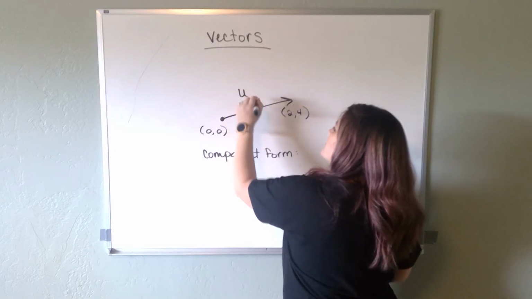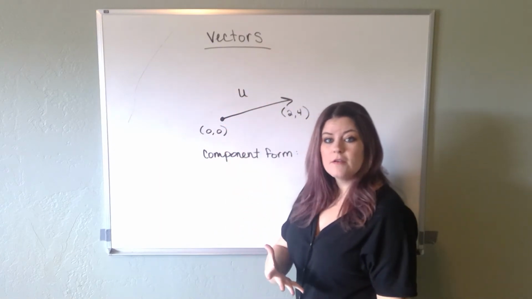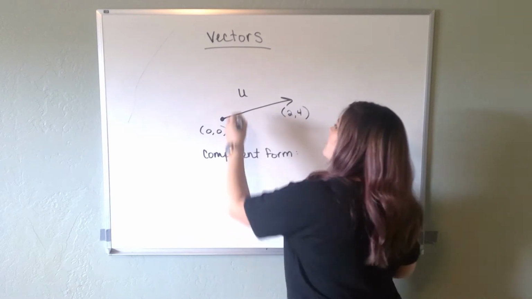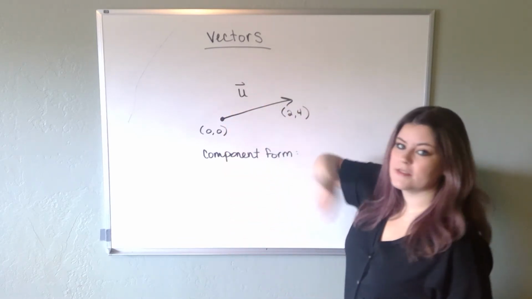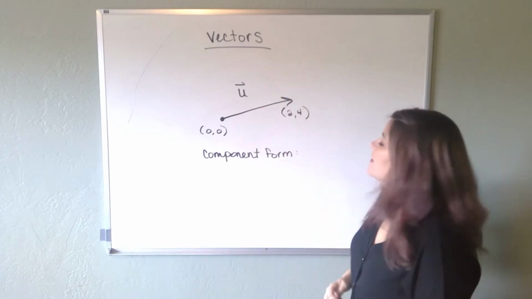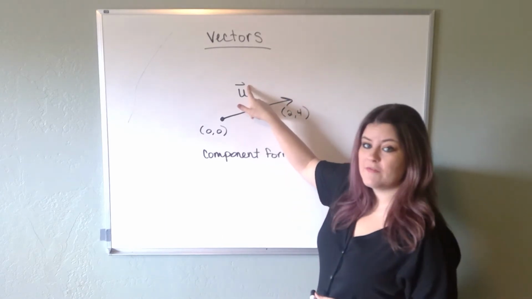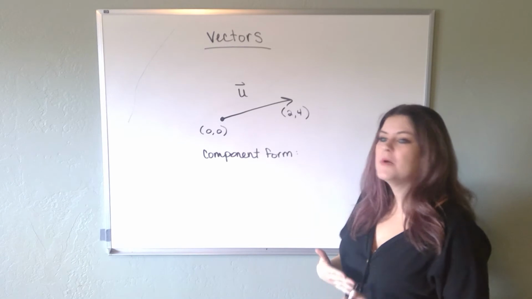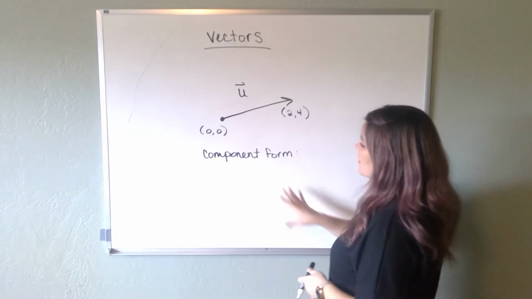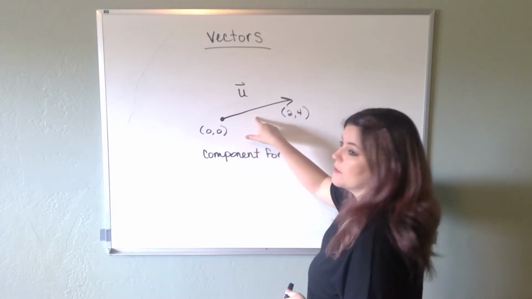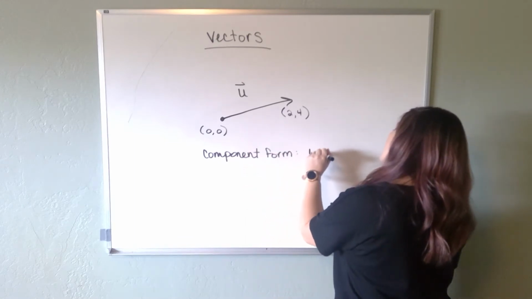And instead of just making it extra bold, which is hard when you're handwriting and not typing, another way to notate that I'm talking about a vector is to put a little arrow on top, or a little half arrow. So you're going to see me do the little half arrow to talk about a vector name, but in your homework it's just going to be a bold letter. So I want to talk about the component form of the vector U.